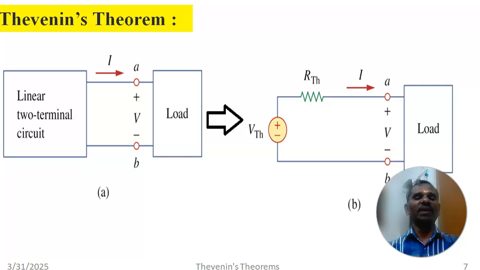So here we have the theorem. We have a linear two-terminal circuit which has been converted into a voltage source in series with a resistance. The voltage source we call VTH or VOC, in series with your resistance RTH, or looking-back resistance.